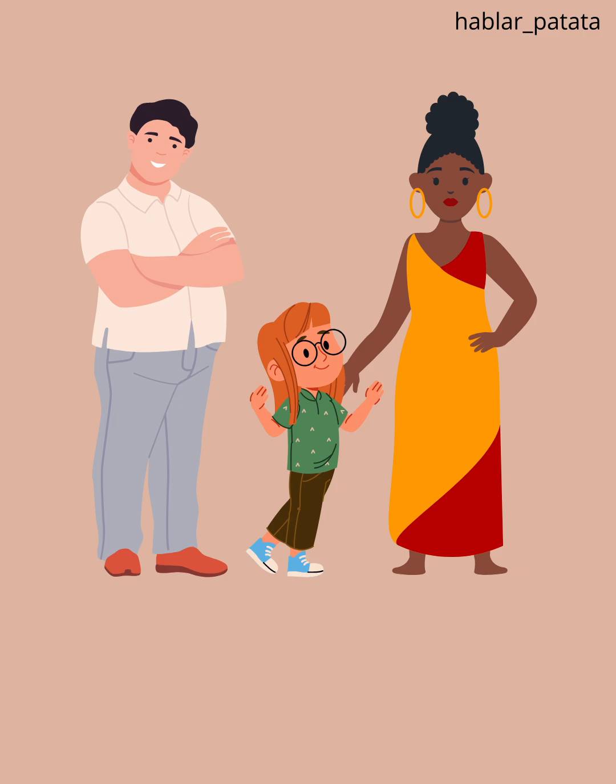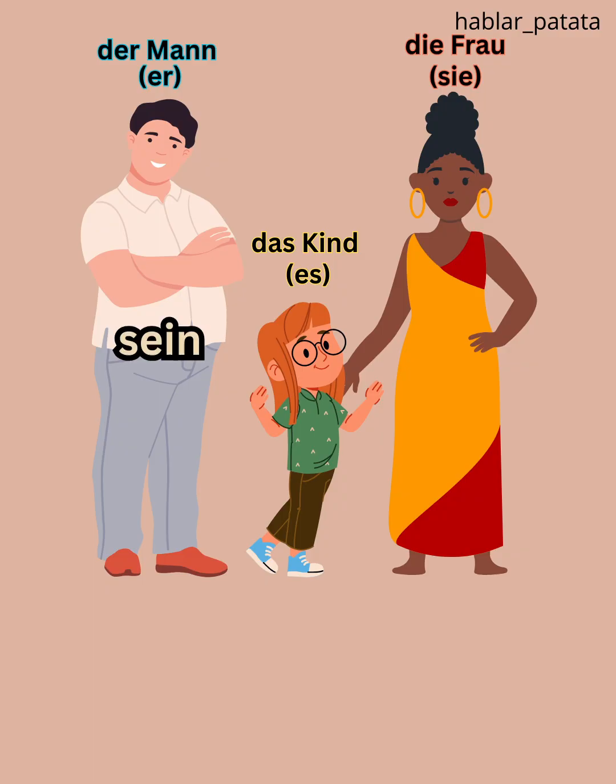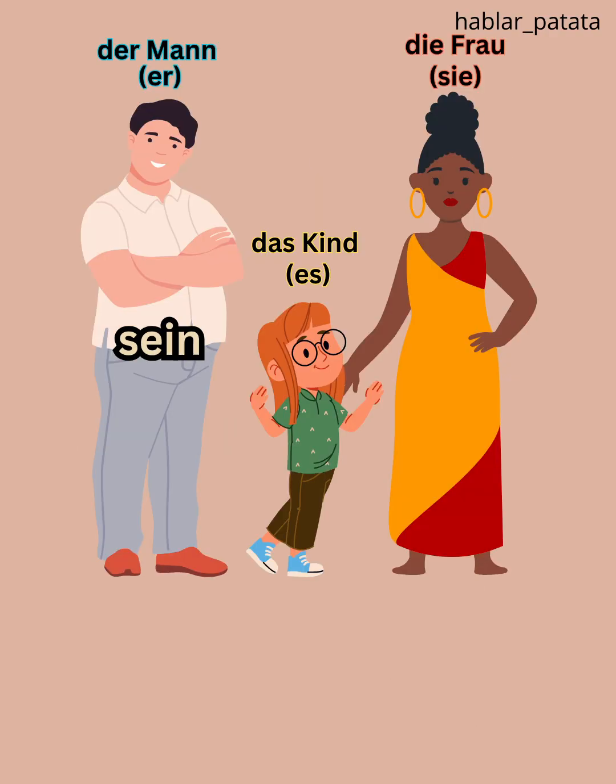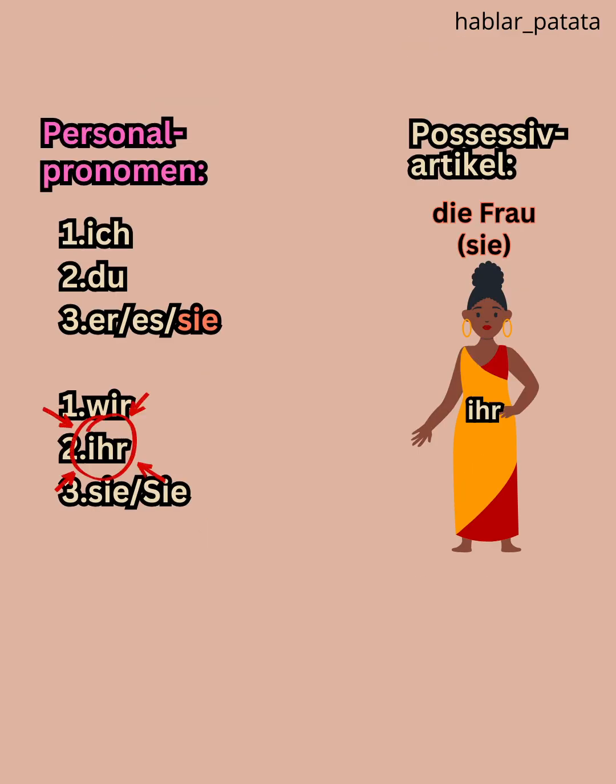When we talk about a person, we also have to distinguish between masculine, neutrum, and feminin. For masculine, the Possessivartikel is sein. But be careful, the Possessivartikel sein has nothing to do with the infinitive form of the verb sein. For neutrum, the Possessivartikel is also sein. For feminin, it is ihr. So we know the word ihr as both a Personalpronomen and as a Possessivartikel.